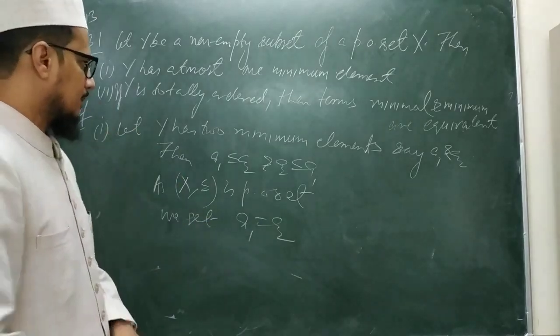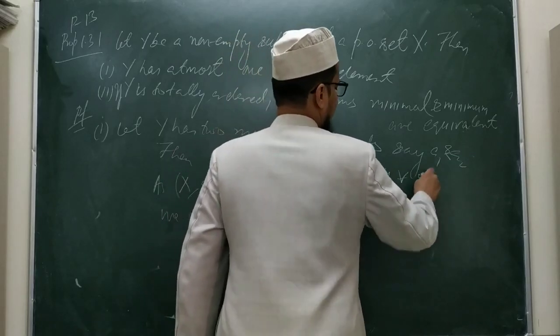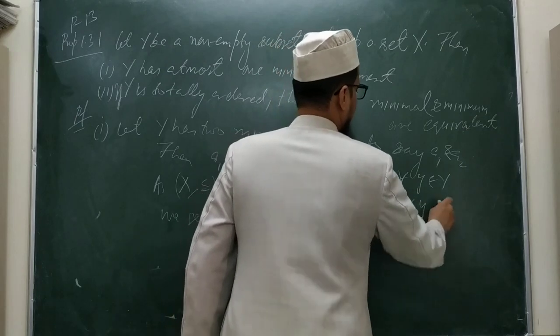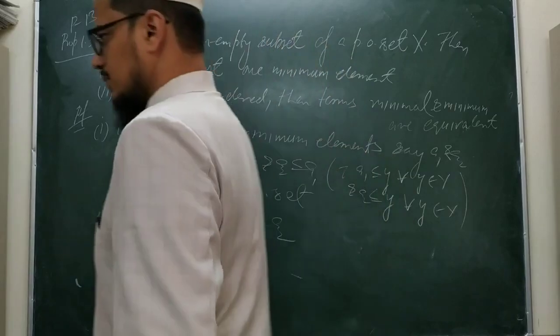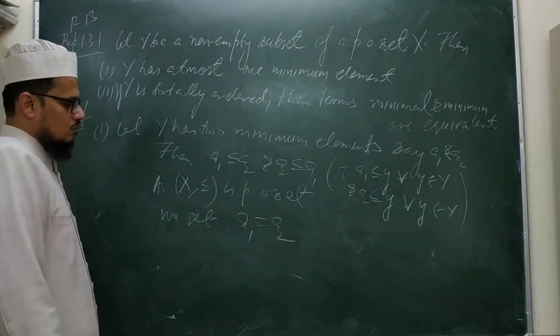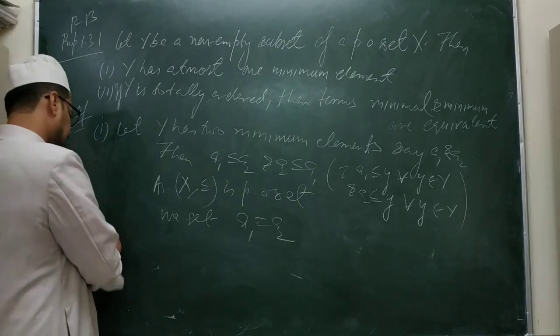We can also just write, since A1 is less than or equal to y for every y belongs to Y, and A2 is less than or equal to y for every y belongs to Y. This you have. So in this way, we have proved that Y has at most one minimum element. Now let's do the second part.